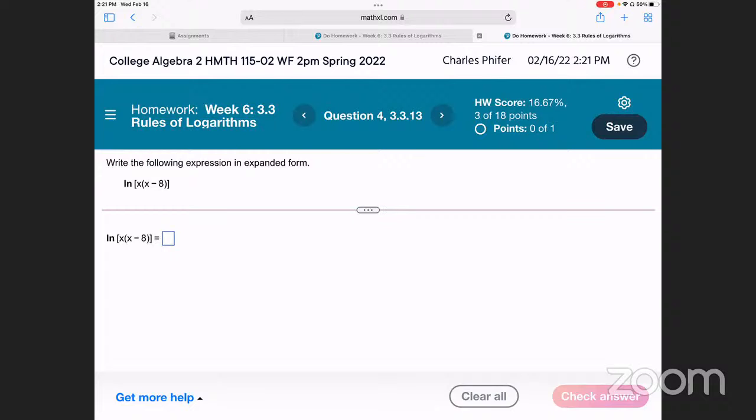So let's see, write the following expression in expanded form. Okay, this one's not bad, right? So this one is the product rule. Now, this one's kind of a little trick, right?